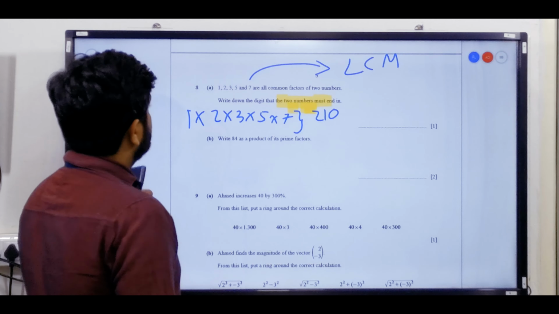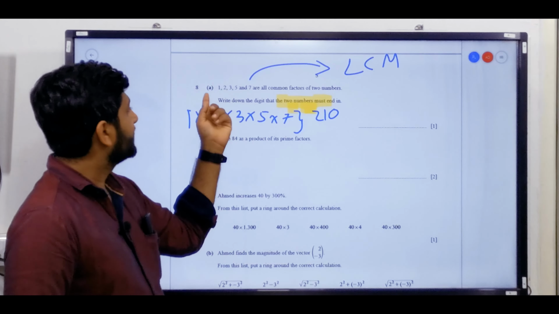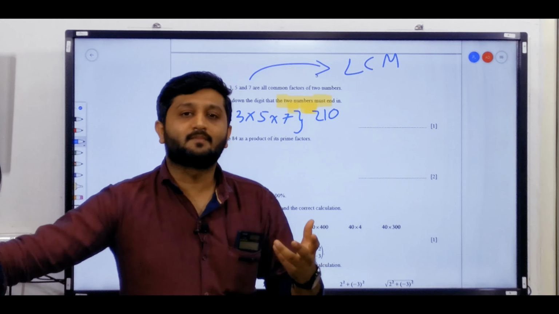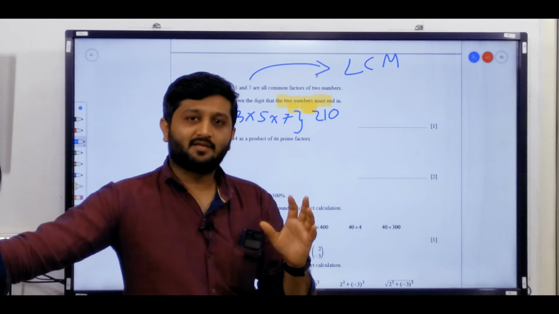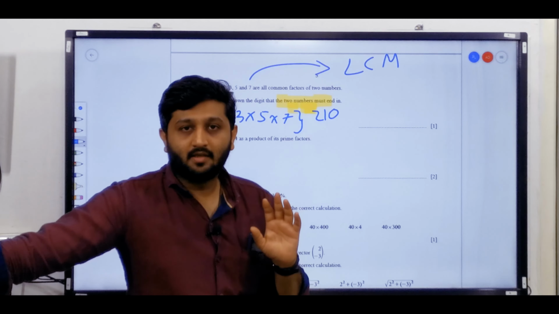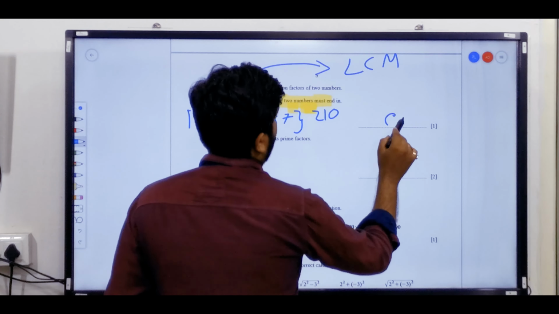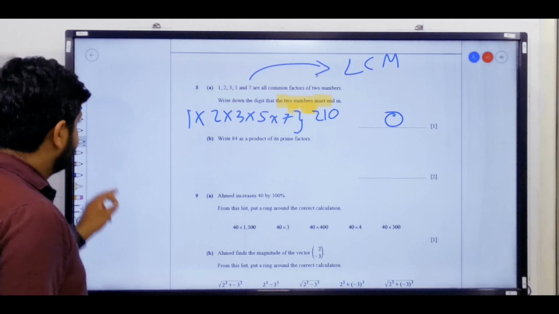Okay. So now if they are saying that 1, 2, 3, 5, 7 are common factors of two numbers, these two numbers will definitely be multiples of 210. Right. So the last digit will always be 0.